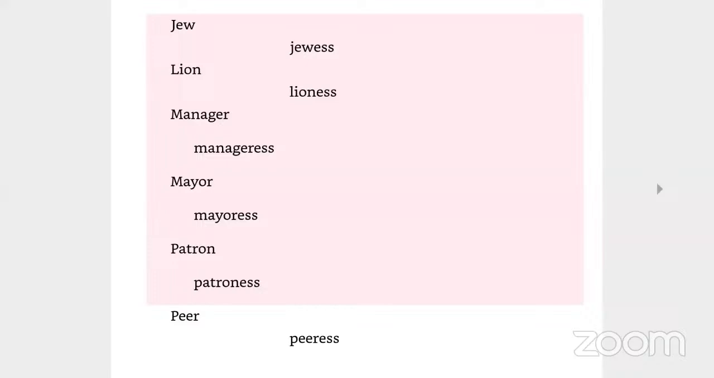Jew, Jewess. Who can say who's a Jew? Sir, it is a religion. Yes, Judaism is a religion, and anybody who follows it is called a Jew. For example, a Muslim follows Islam. Similarly, Judaism is followed by a Jew. The male member is called a Jew.